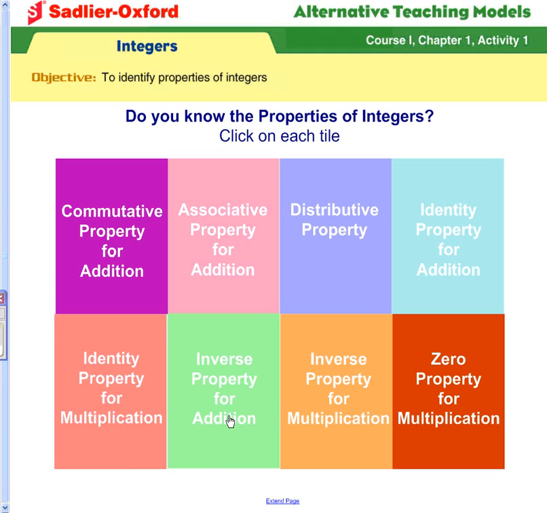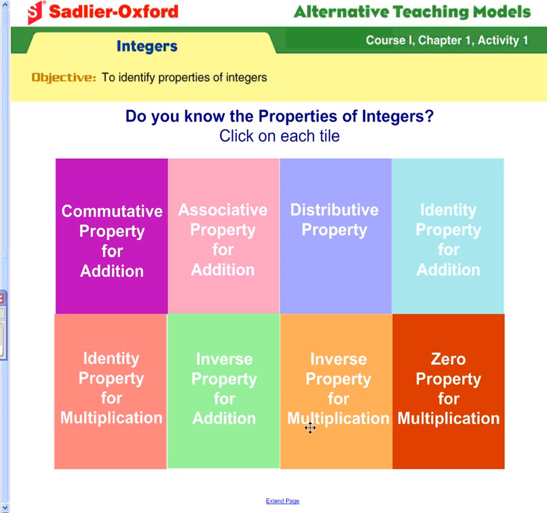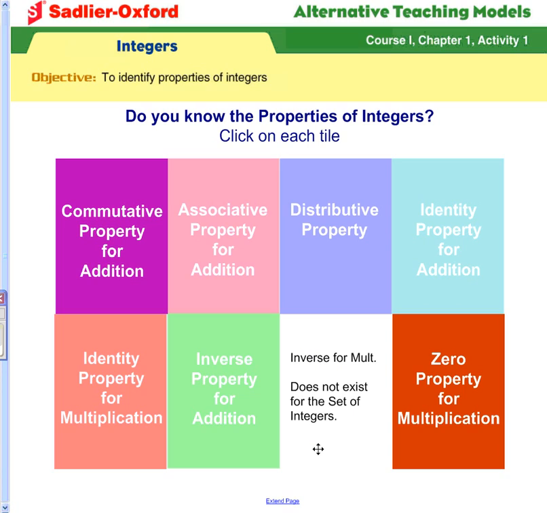The inverse property for addition states that if we add an integer and its inverse, the result is always the identity element of 0. 9 plus -9 is equal to 0. So, -9 is the additive inverse of 9. The inverse property for multiplication does not exist for the set of integers. Fractions are not included in the set of integers.